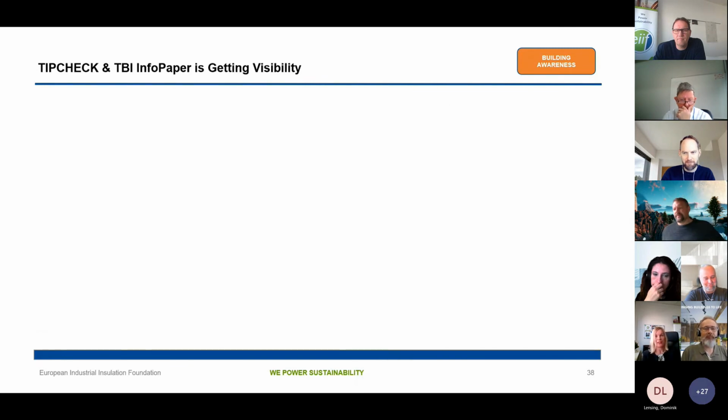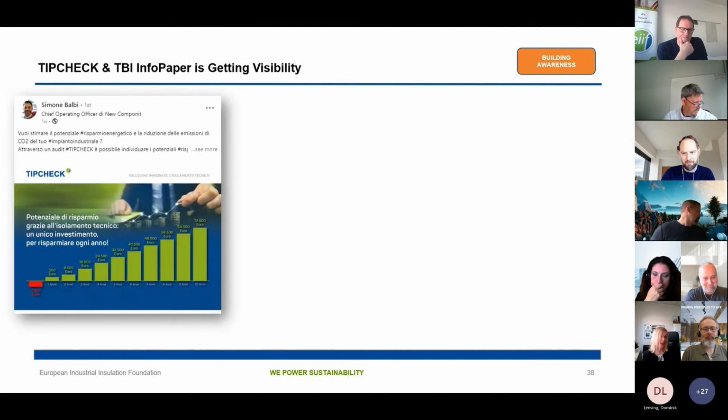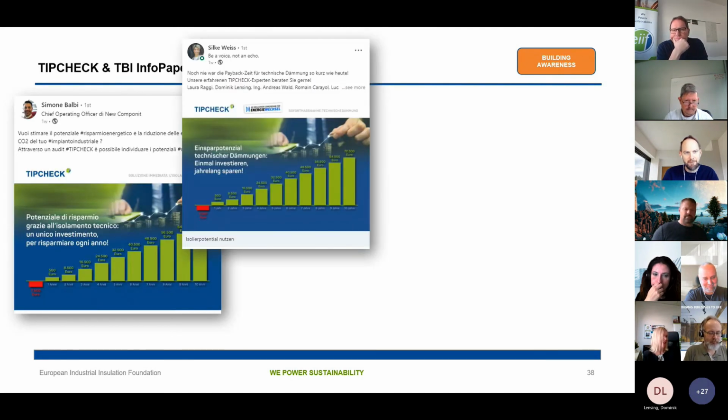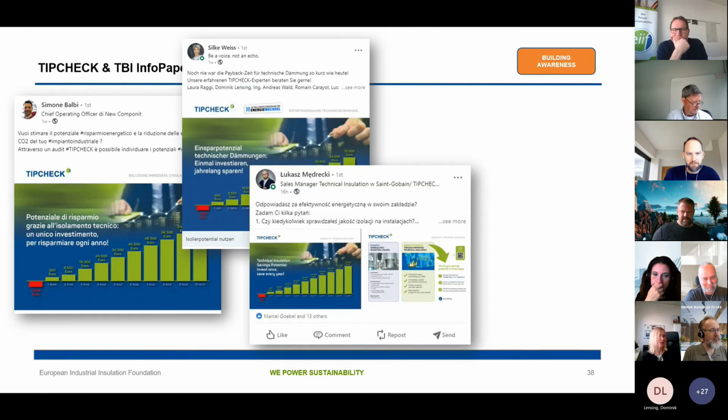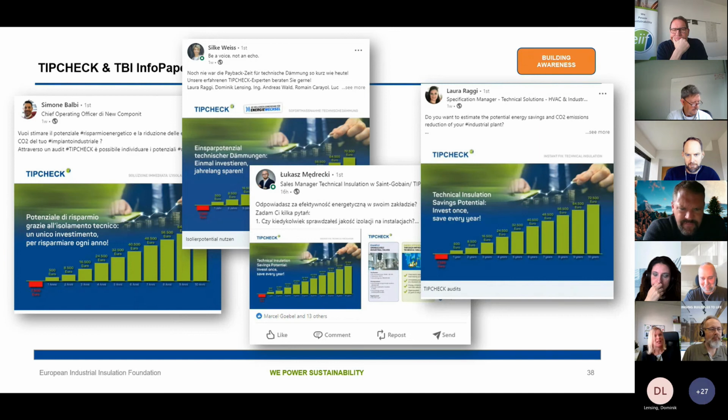With this one, as well as the social media campaign, we asked everyone to use it and post it, create visibility, and we got that again. So here we have different languages. Here we have Italian and German. And then we had someone posting, Lukas, our TipCheck engineer, posting in Polish using the English.